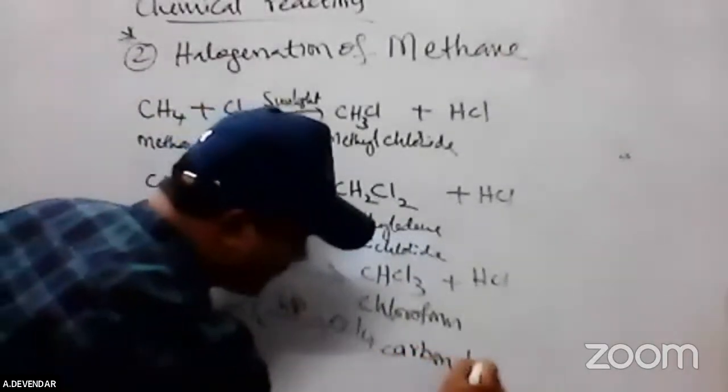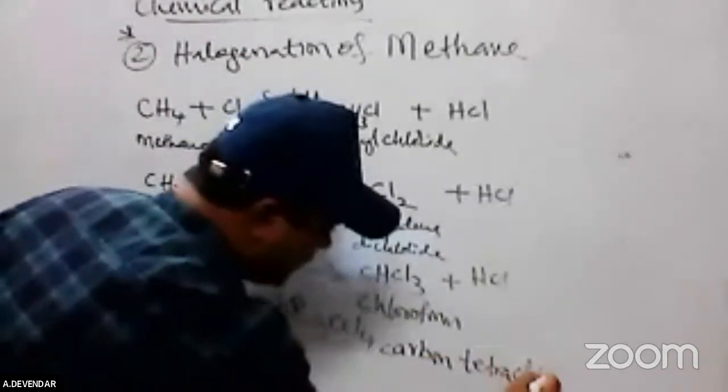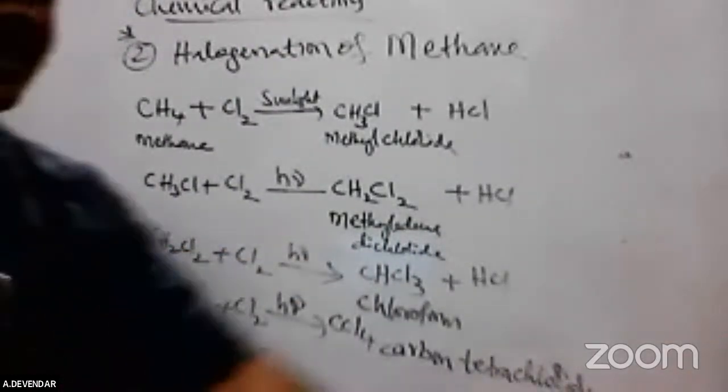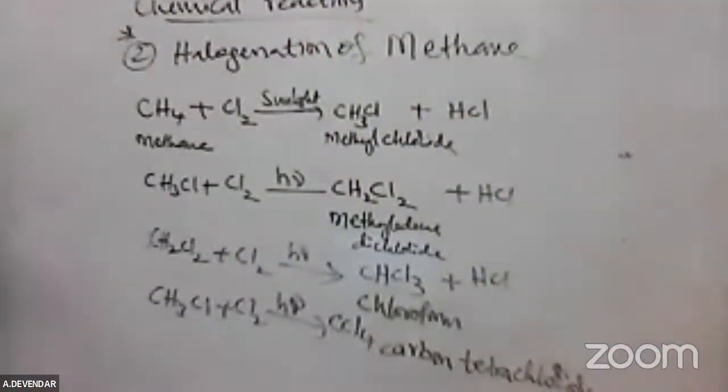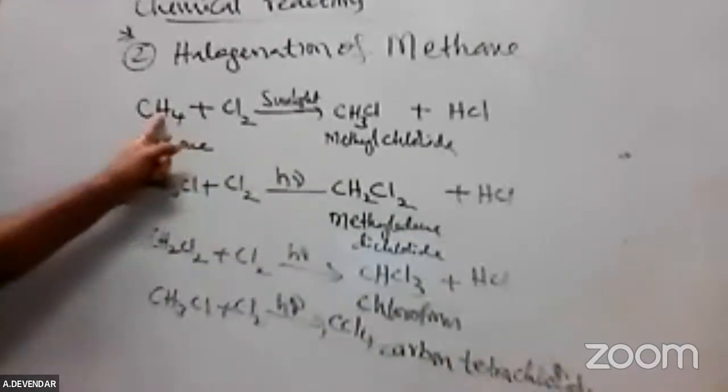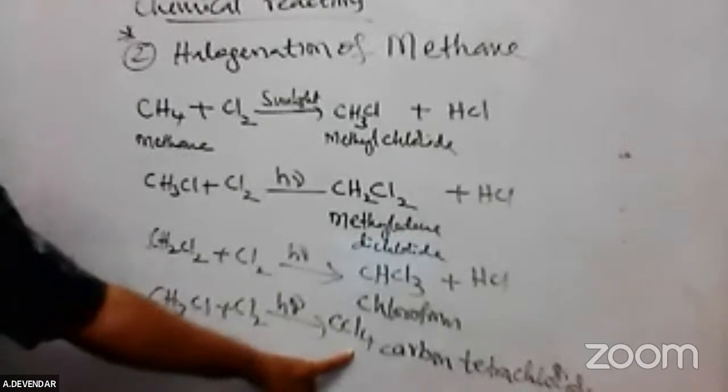Carbon tetrachloride is a laboratory reagent. You see that both chloroform as well as carbon tetrachloride are laboratory reagents, which are used for laboratory purposes. So it is very important. Why is this mechanism called a chain reaction? It does not stop. Where does it stop? Once the hydrogen is completely exhausted, only then will the reaction stop.